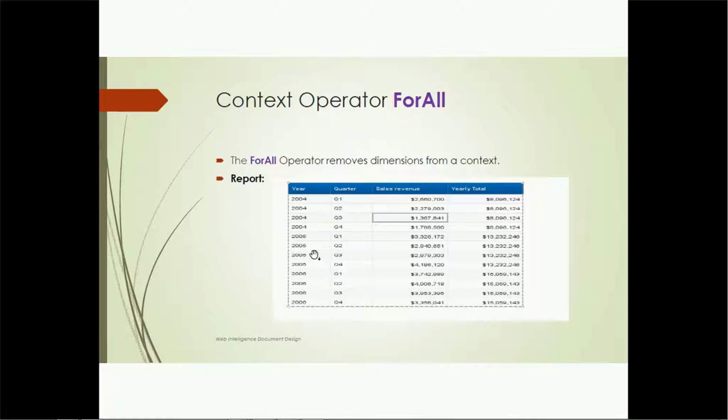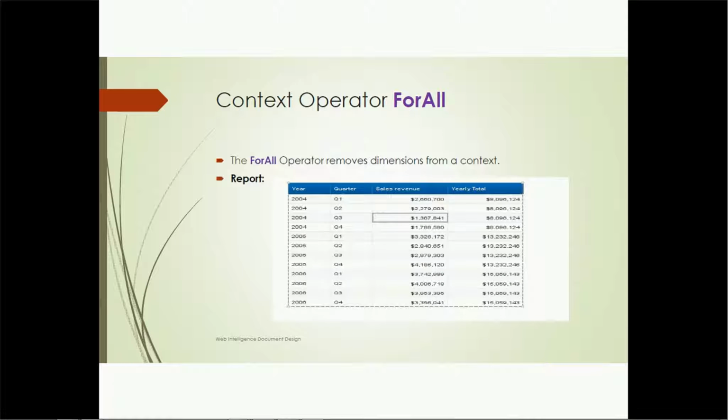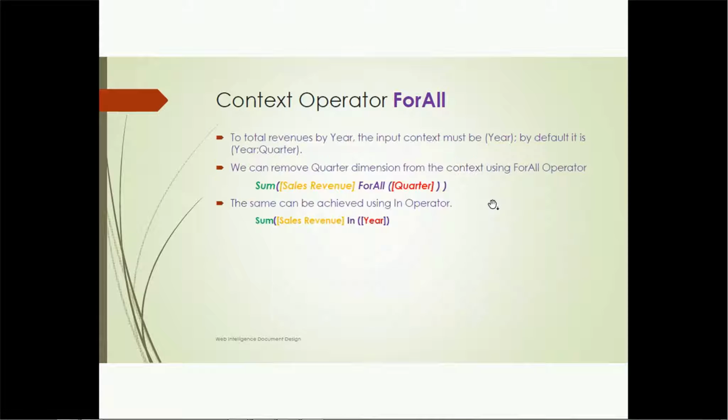Now coming to the context operator for all, this will remove the dimension from a context. For each adds the dimensions to the context, while for all removes the dimensions from a context. Now see, this is the report which is showing sales revenue and yearly total. So how can this be achieved? For total revenues by year, the input context must be year. By default it is year or quarter.